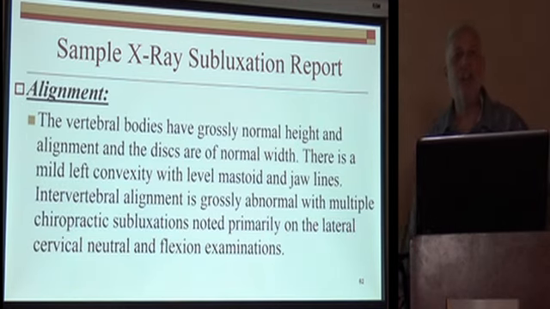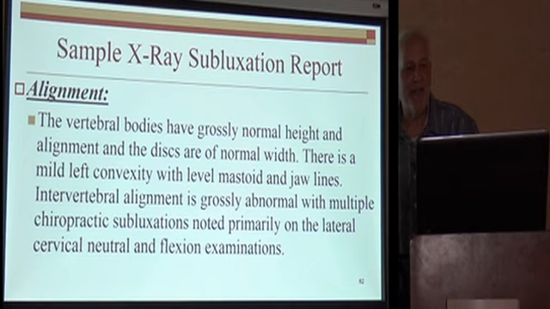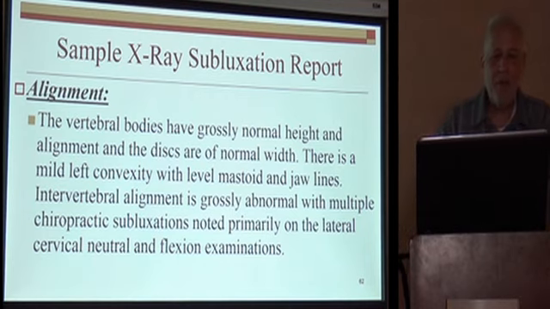So under alignment, I usually start off with this statement. It's almost the same in all of them, except if it's not true. The vertebral bodies have grossly normal height and alignment. The discs are normal width. There's a mild left convexity in this case with level mastoid jaw lines. Intervertebral alignment is grossly abnormal with multiple subluxations noted primarily in the lateral cervical. So that's just a general statement.